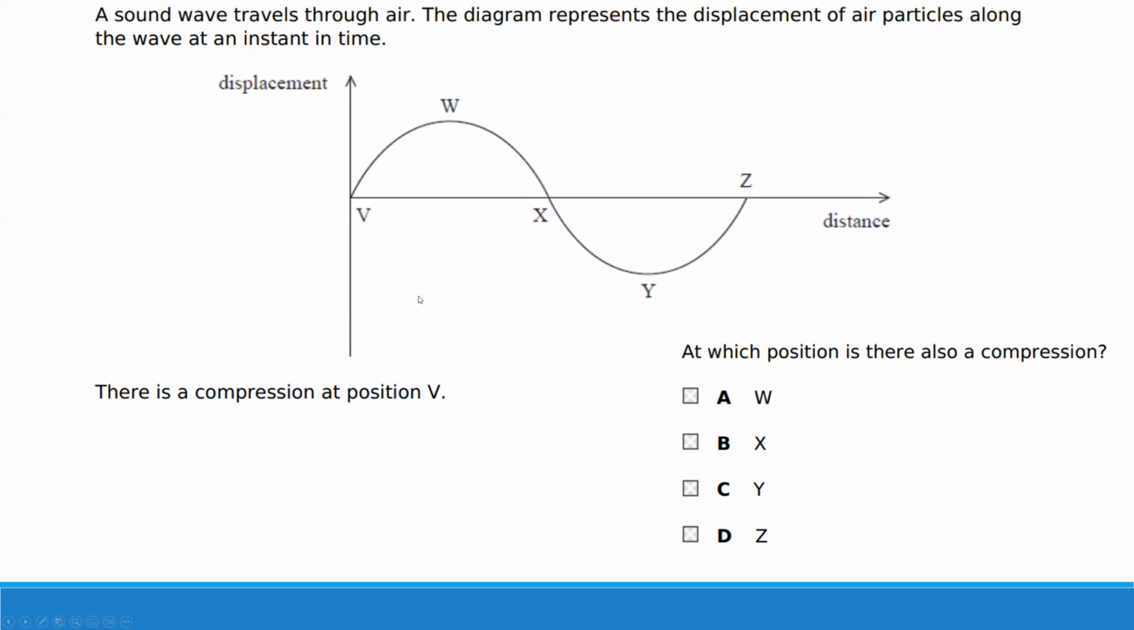So a sound wave travels through air. The diagram represents the displacement of air particles along the path at an instant in time. There is a compression at position V. At which position is there also a compression? Sir, is it D? Z. Yeah. Good, excellent.